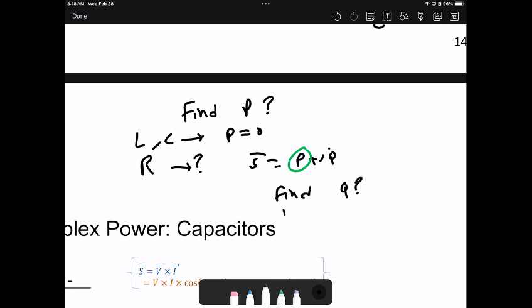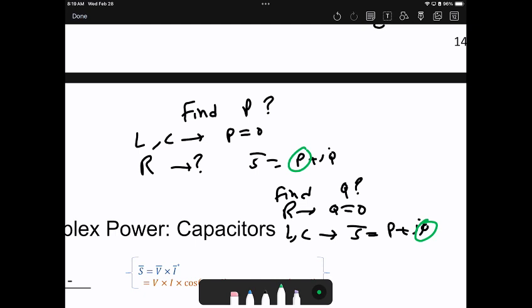How about if the question says find the reactive power? Whenever you have a resistor, you will say the reactive power equals 0. How about for inductor and capacitor? I encourage you to calculate the complex power and convert this to rectangular coordinates, P plus jQ. Then take the imaginary part. This is the reactive power.